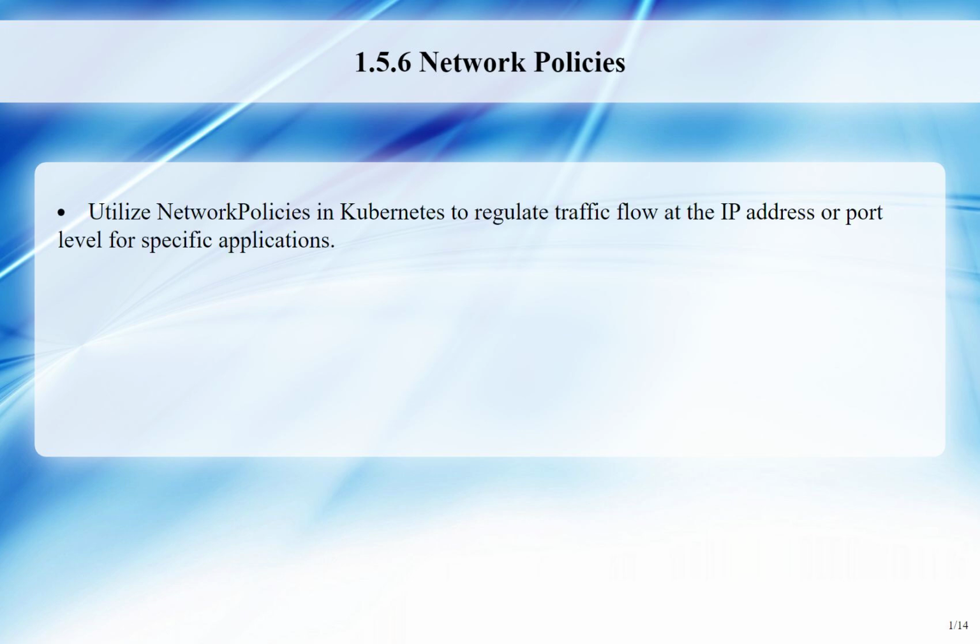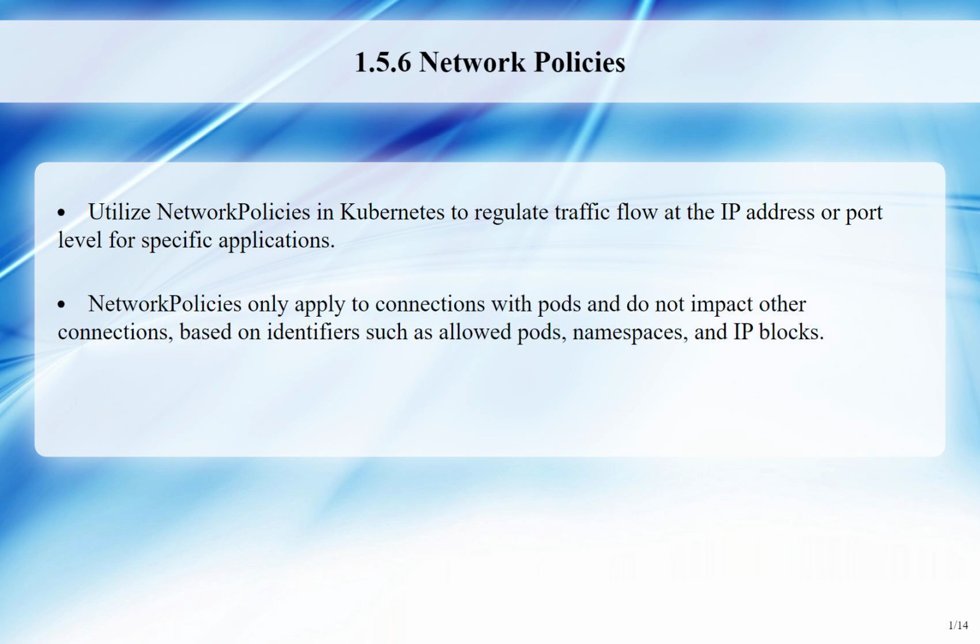To control traffic flow at the IP address or port level for TCP, UDP, and SCTP protocols in Kubernetes, consider using network policies for specific applications in your cluster. Network policies focus on how a pod is allowed to communicate with various network entities, excluding common terms like endpoints or services in Kubernetes.